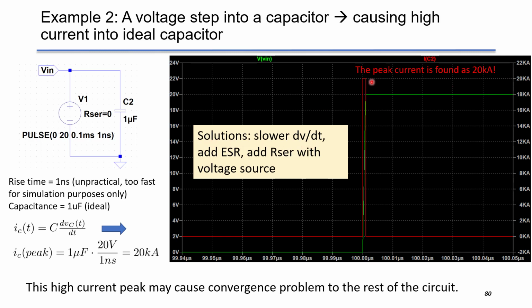The solution to reduce the current spike is as follows. First, we can use slower dV over dt, or add ESR into the capacitor, or add a series resistor with the voltage source. If we have this high current, this current may cause convergence problems to the rest of the circuits in your simulation. So this may be a problem.